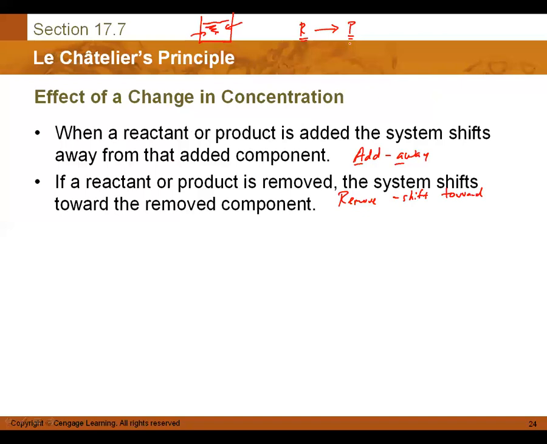So adding is pretty simple. If you want to add more of something, you essentially just go to the shelf, pick it up, and dump it into your beaker, right? It's just easy to add something. Removing something that's in a solution is oftentimes a little bit harder to do. You can't just reach in with your hand and pull something out of a solution. You should never do that, by the way. So how do we remove things from a solution?